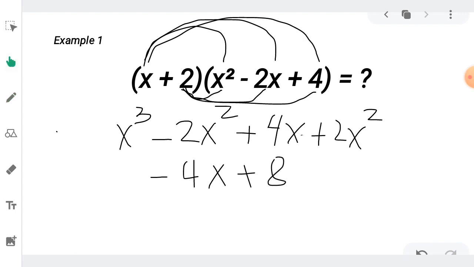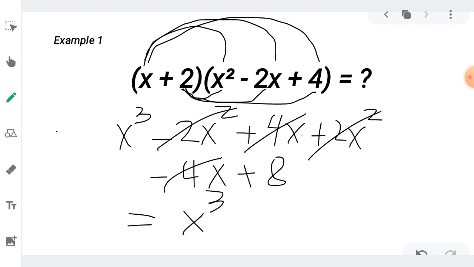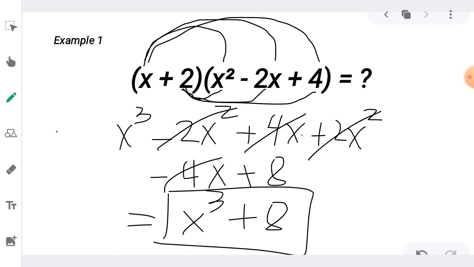So we need to combine like terms. So the like terms here are the negative 2x squared and the positive 2x squared. Since negative 2x squared plus 2x squared, they are the same term but different signs, so they cancel. Next is the positive 4x and then negative 4x, so cancel. And then the final answer now is x cubed plus 8. So this is the final answer in this example number 1, x cubed plus 8.